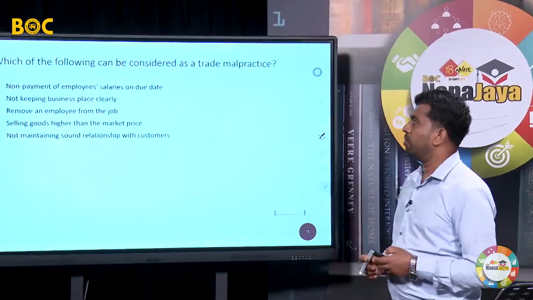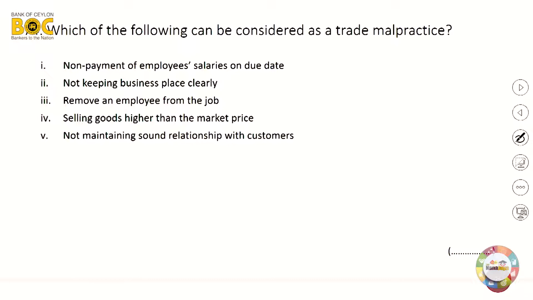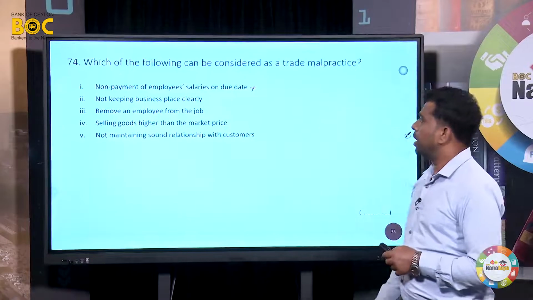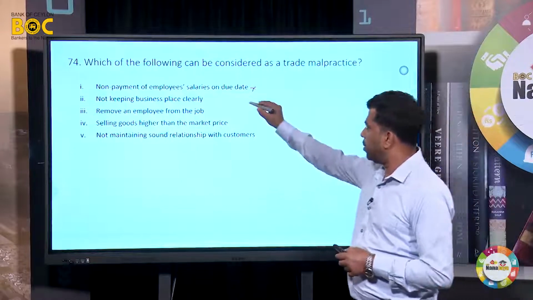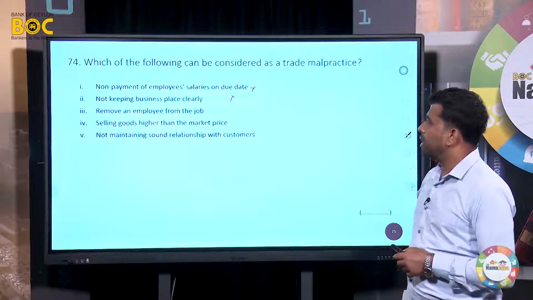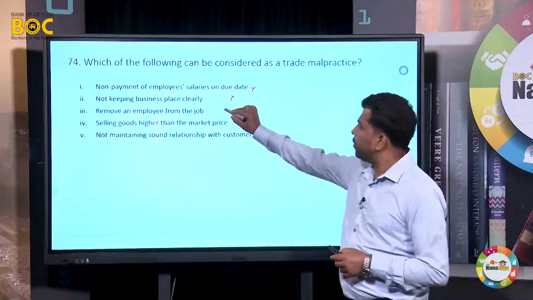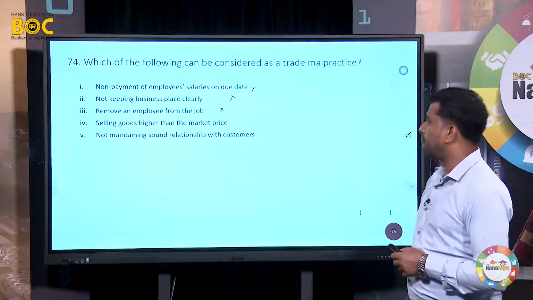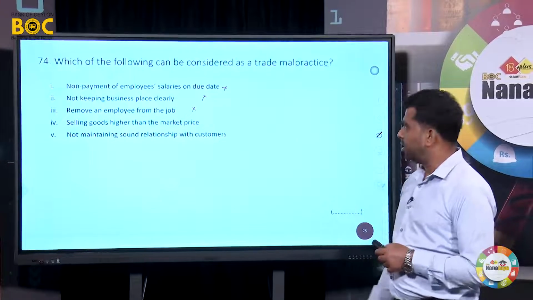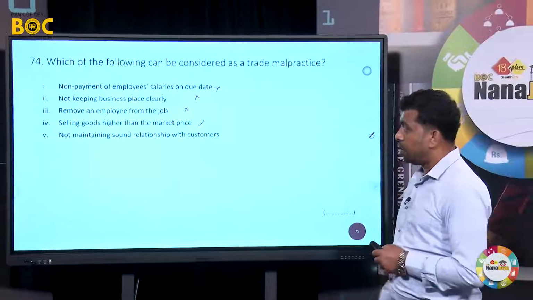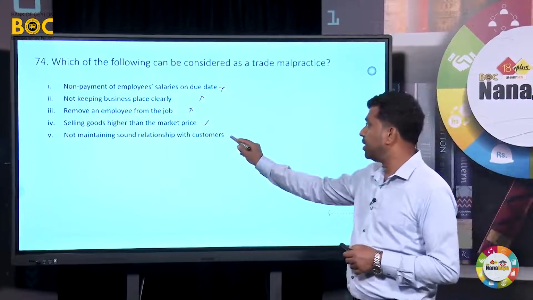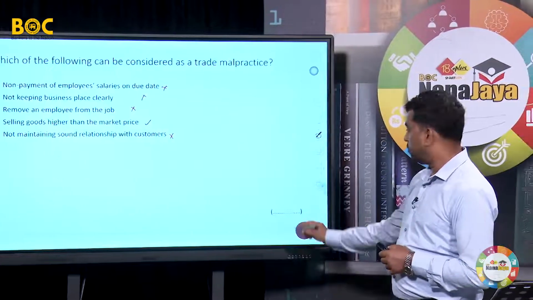Question number 74. Which of the following can be considered as a trade malpractice? Non-payment of employees' salaries on the due date, it is not a trade malpractice, it is violating consumer employee rights. Not keeping the business place clean, it is not relevant for trade malpractices. Removing an employee from the job, it is not relevant for trade malpractices. Selling goods higher than the market price, that means creating a black market situation, it's a trade malpractice. Not maintaining a sound relationship with customers, it is not relevant to trade malpractice. So the correct option is the fourth one.